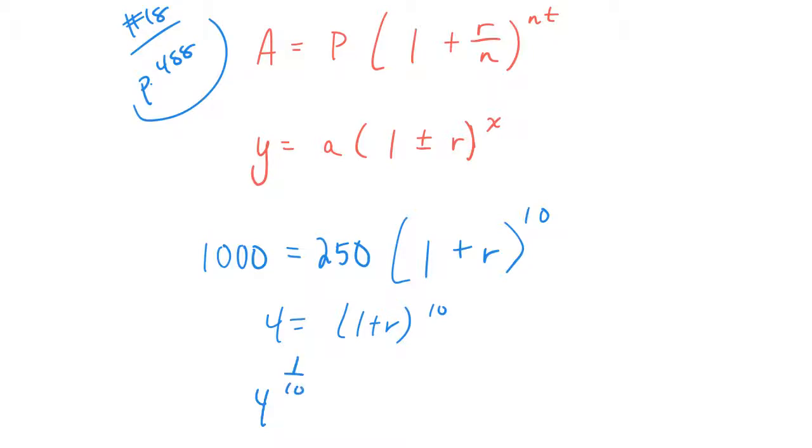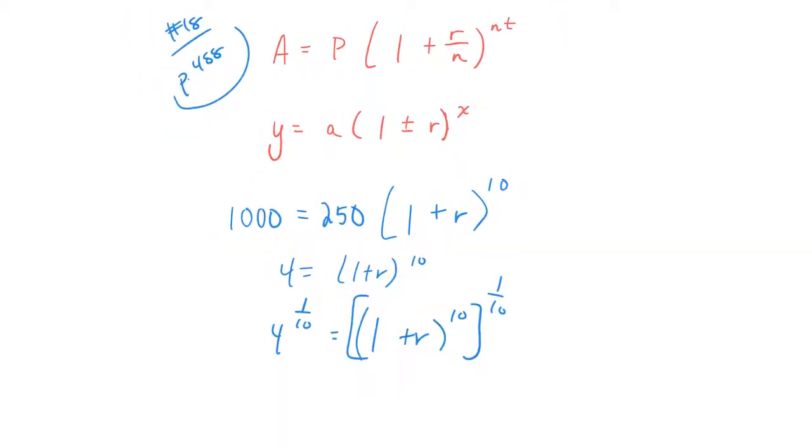Okay, but this is what it becomes, which on the next line, just raise both sides to the 1/10th power. And the 10th power to the 1/10th cancels. What is 4 to the 1/10th power? Do it in your calculator. Take that number and subtract 1 from it to get r by itself.